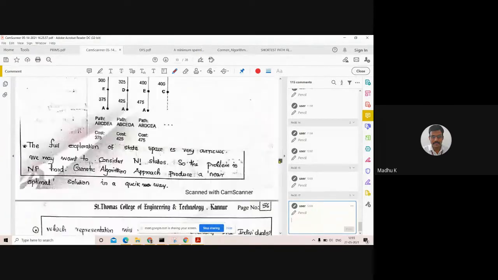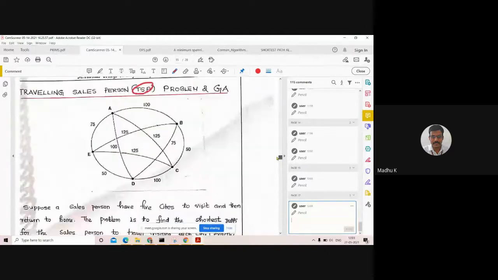So what is TSP? Now I'm trying to cover the portions very fast. These are descriptive topics, so you can just read and study. No problem. Also, please refer to the soft computing notes for more details.